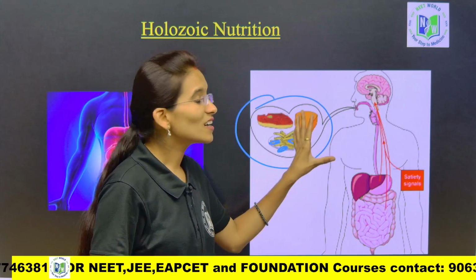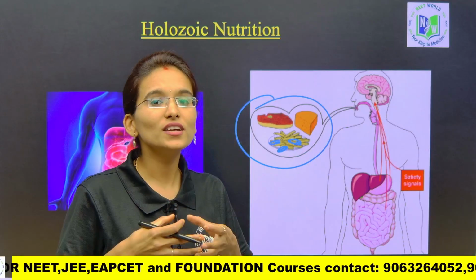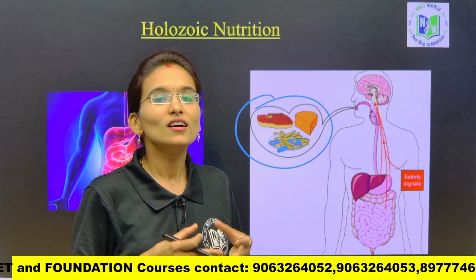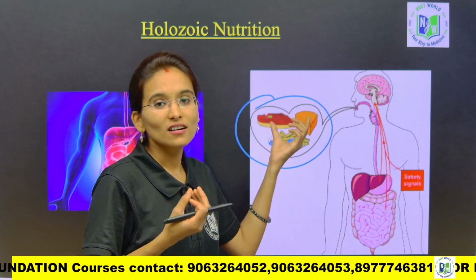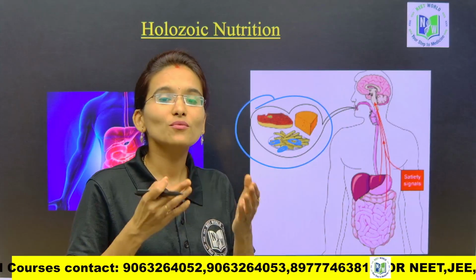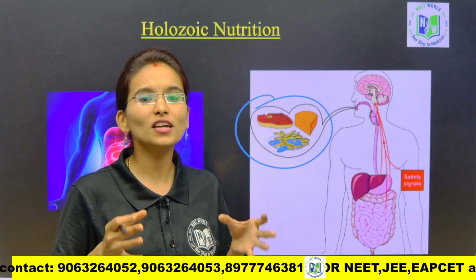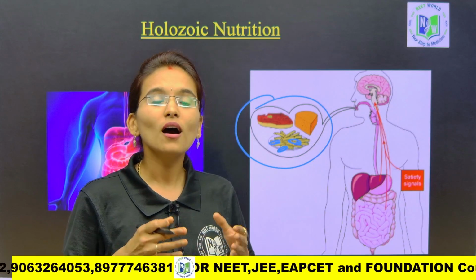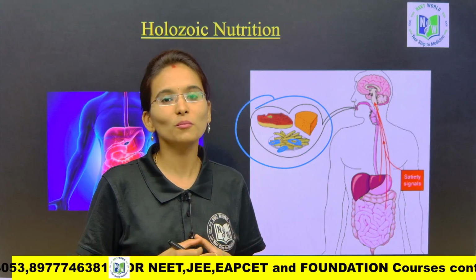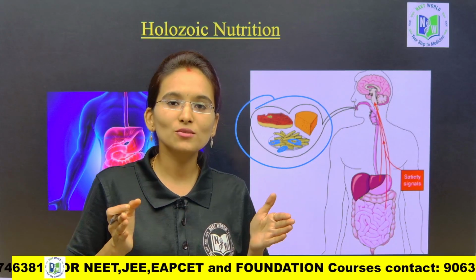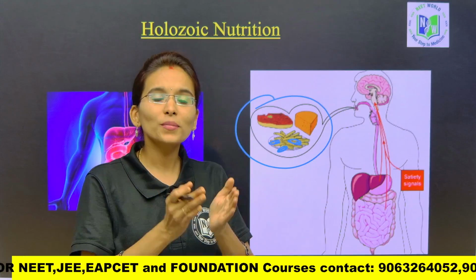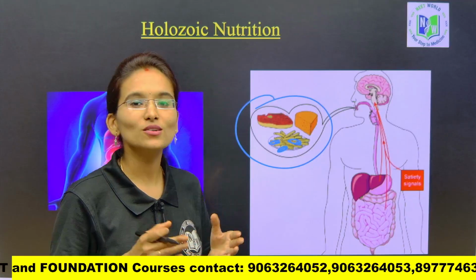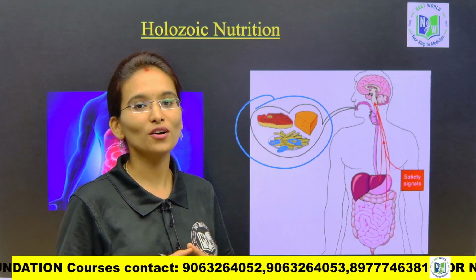Generally, the solid food we eat contains solid, complex, insoluble nutrients. What does it mean? The solid food that we eat is very insoluble in nature and very complex. So, when we eat this type of food, our body is not going to absorb it directly, my dear students. So, in the Holozoic mode of nutrition, the breakdown process occurs. Here, the complex food particles are broken down into simple absorbable forms. That is known as the Holozoic mode of nutrition.